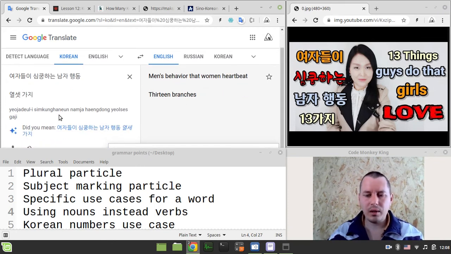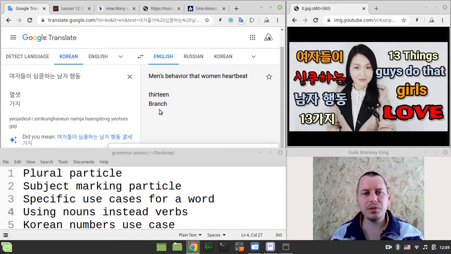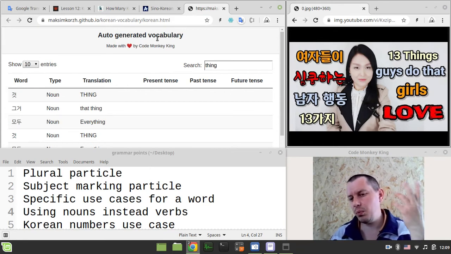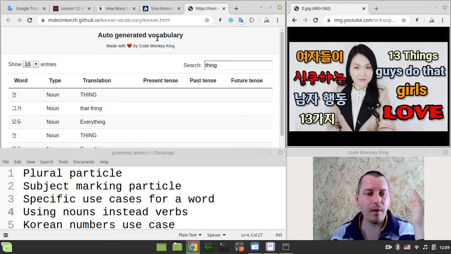So this gaji on its own means branch. This is one last thing. It's not a grammar point, but another thing that I really wanted to emphasize because, from the Korean learner's perspective, it's not always that clear. So here I have my auto-generated vocabulary, composed automatically using some web scraping techniques based on the 5,000 most used Korean words that I've grabbed from some sort of Korean Wikipedia-like website.